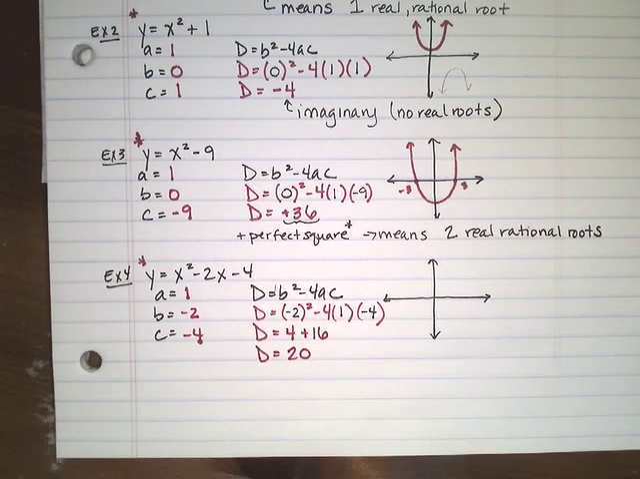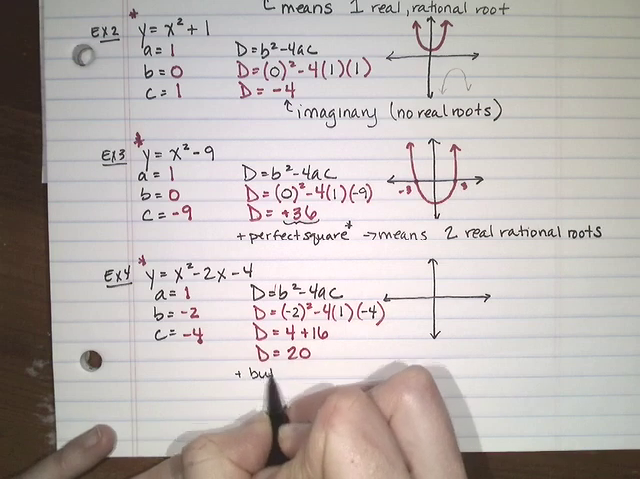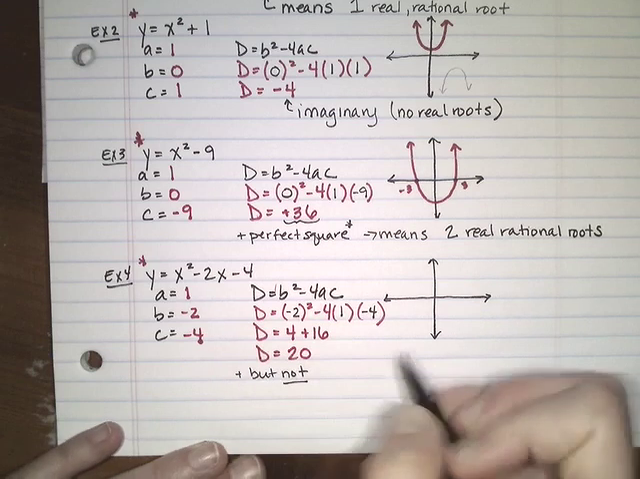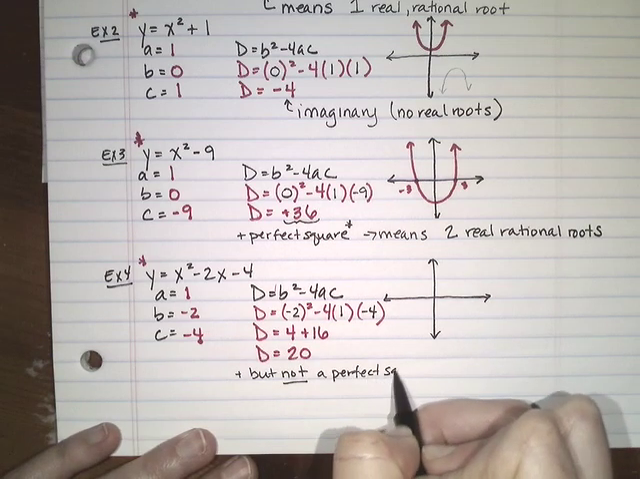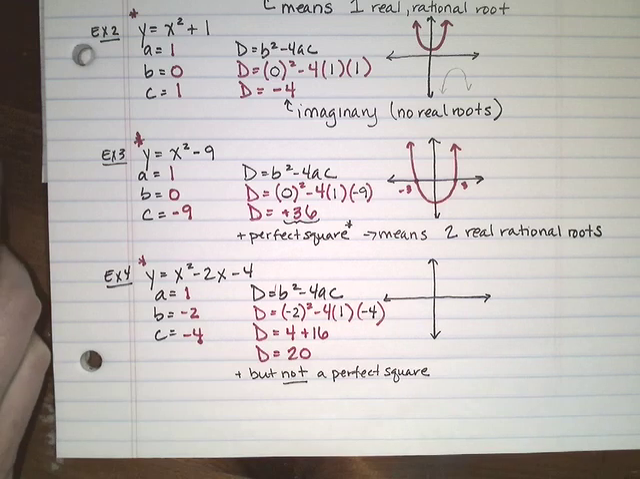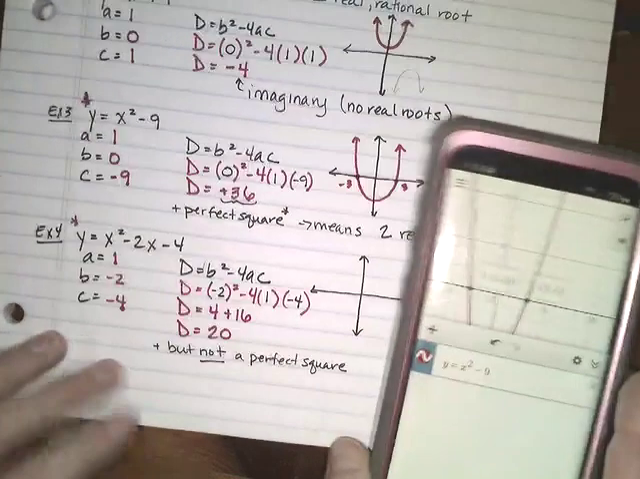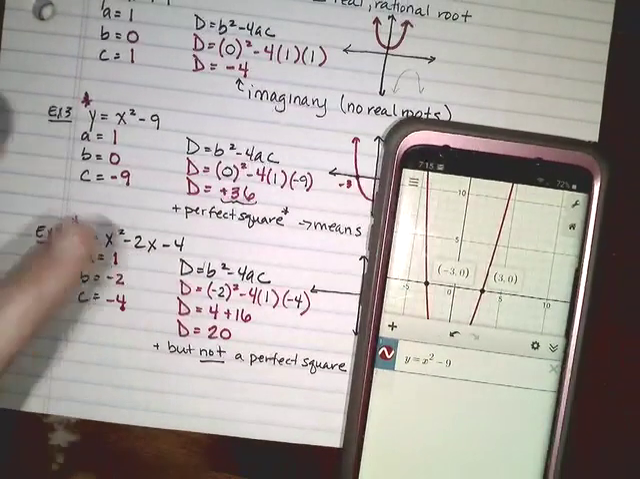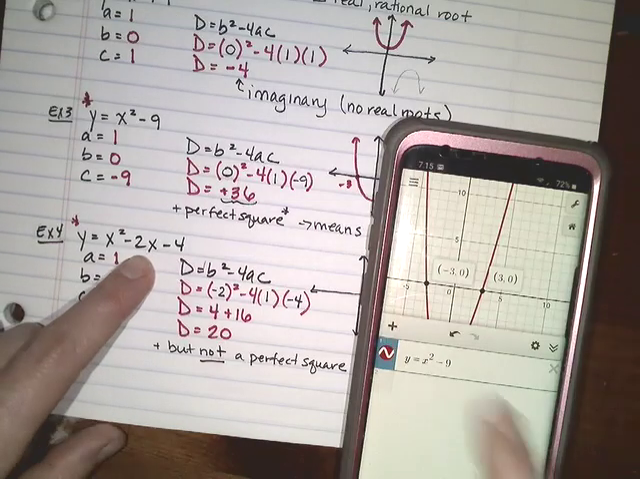Now that's a positive number, okay? But it's not a perfect square. It's positive, but not a perfect square. And that's going to have an impact, okay? So we're essentially going to have a number left under the square root. We're not going to be able to simplify the radical all the way.